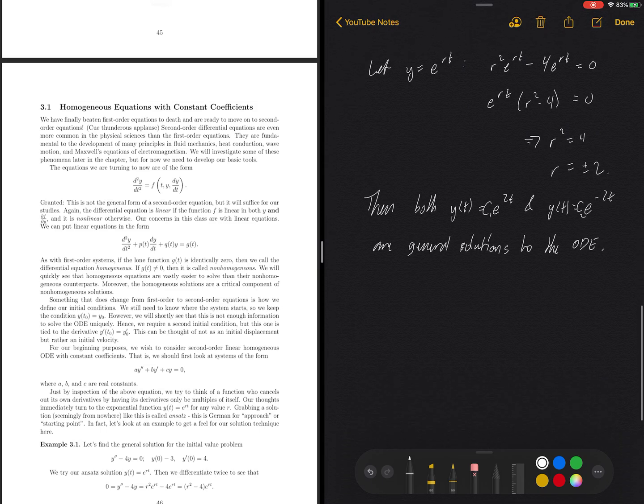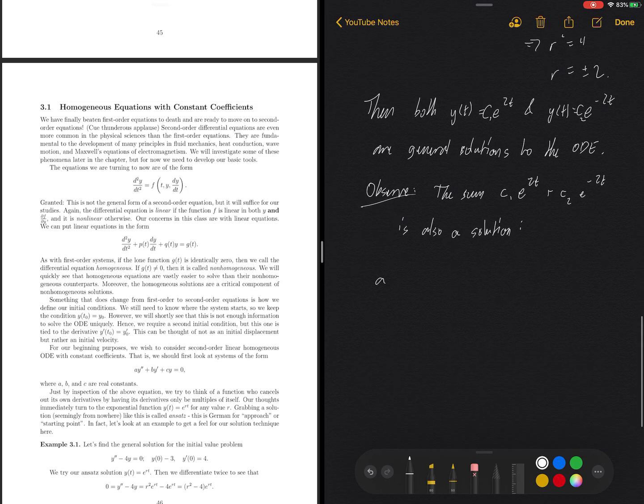General solutions. And just to make sure I'm making the distinction, so general to the ODE, I should say there are two different coefficients here, just so we're saying that they're not necessarily the same. Observe. The sum c1 e to the 2t plus c2 e to the minus 2t is also a solution. Why? It's because this is a linear differential equation, right?